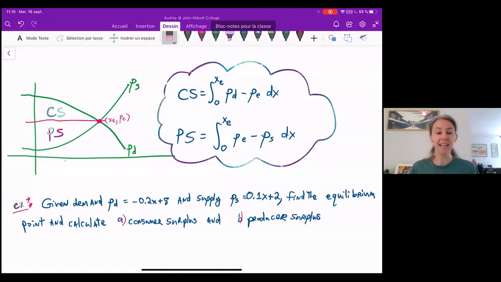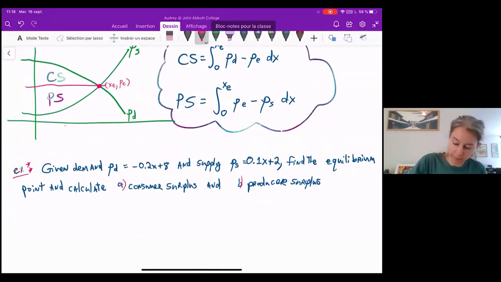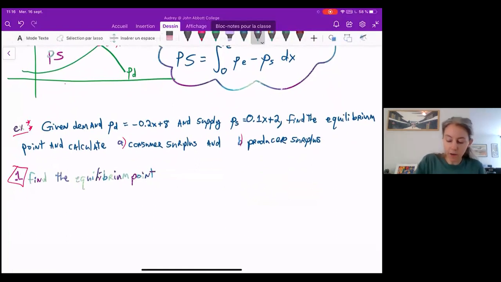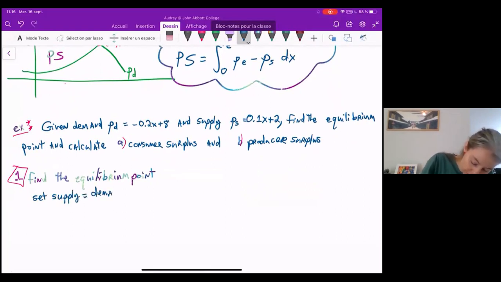So we can see that in the formulas for these things, we need the equilibrium point. So regardless of whether or not we're asked to find it, that's always going to be our first step: find the equilibrium point. And we know that the equilibrium point occurs when my supply function and my demand function are equal. So we can do this by setting supply equal to demand and solving.